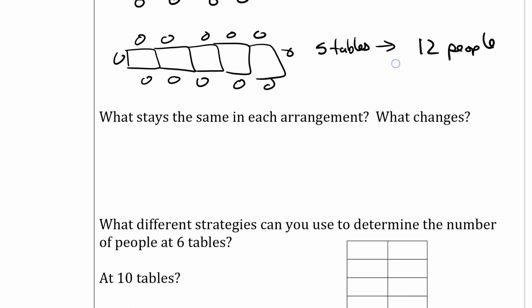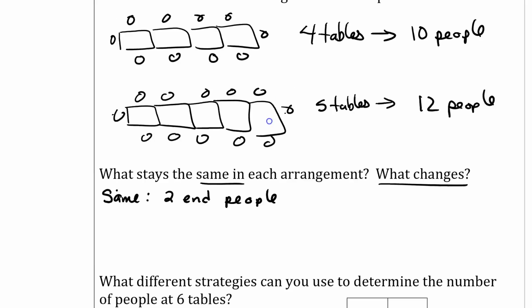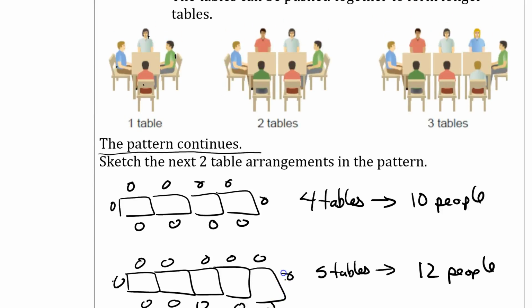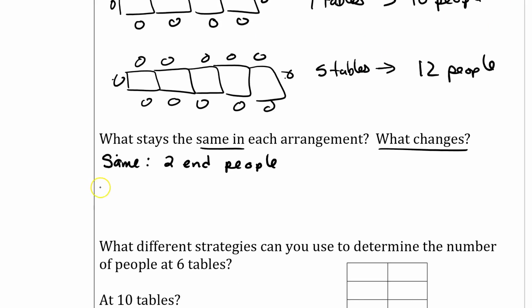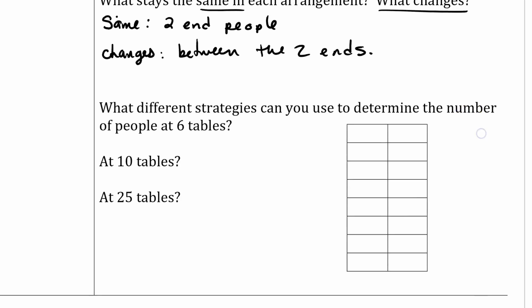Now, this is a little bit more abstract. What stays the same? What changes? Well, what I would say stays the same is the 2 end people. So the 2 people at the end, there's always going to be just 2 people at the end, no matter how many tables you have. But what changes is the number of people between the 2 ends. So let's set up this table here.